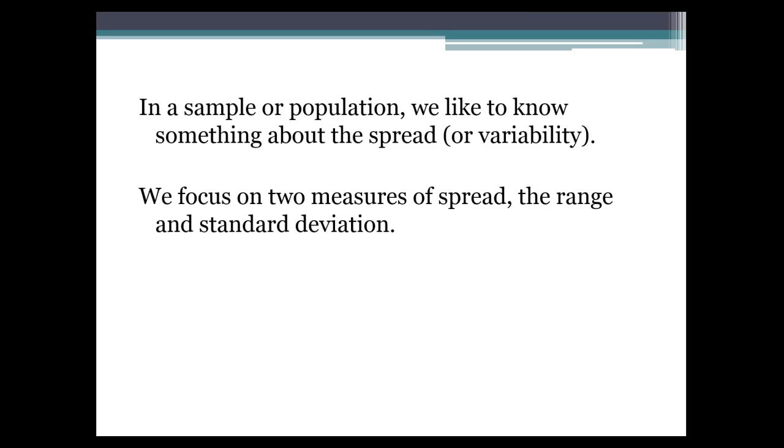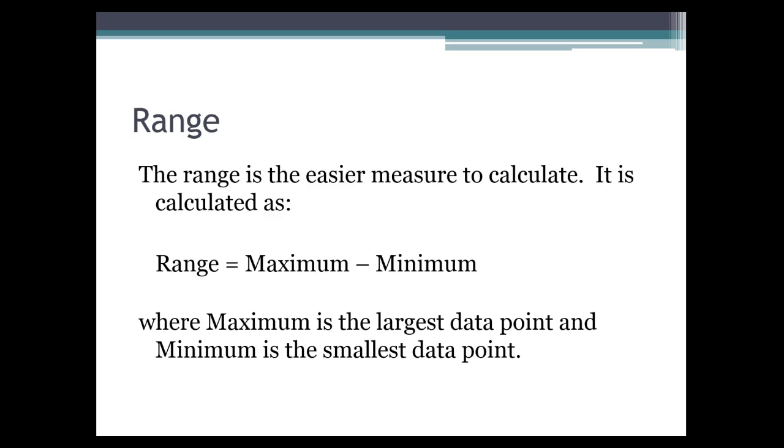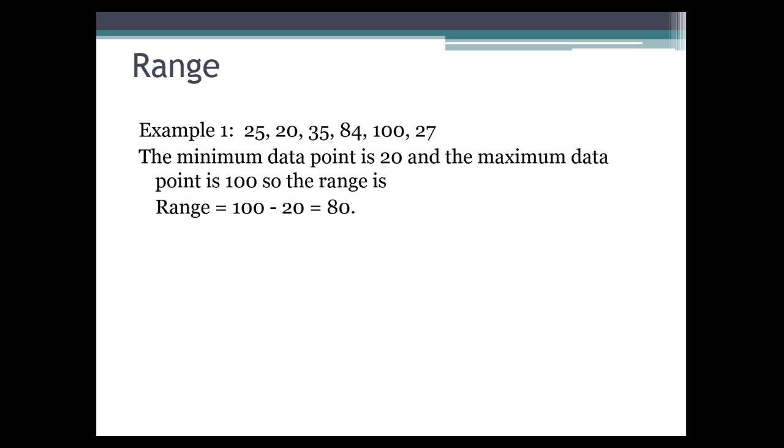We're going to look primarily at two measures of spread. We're going to look at the range and the standard deviation, starting with the range. The range is just calculated as the maximum data point minus the minimum data point. So in this example, we've got the biggest data point is 100, the smallest is 20. We just take the difference between them and we get 80.